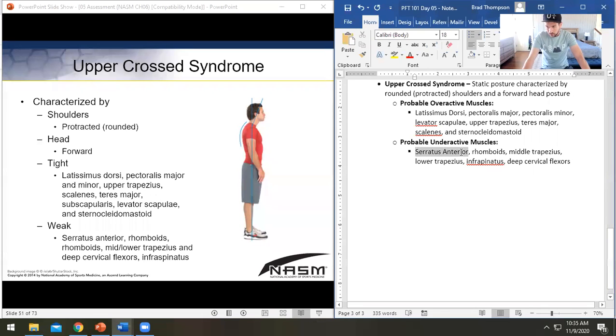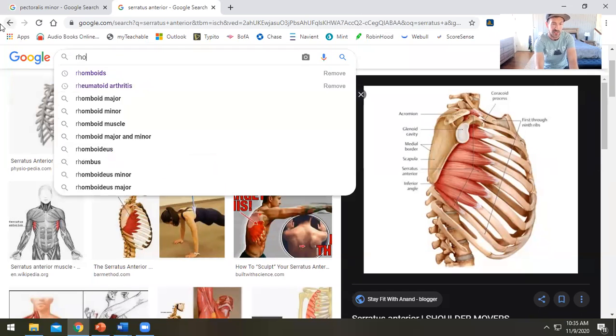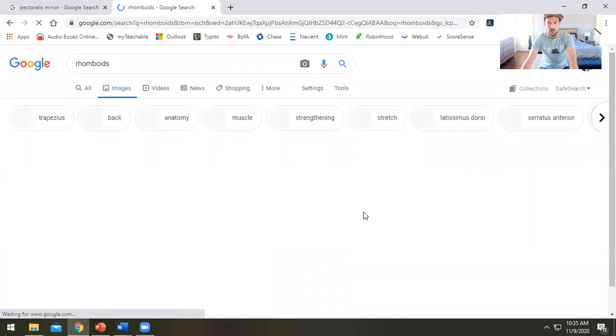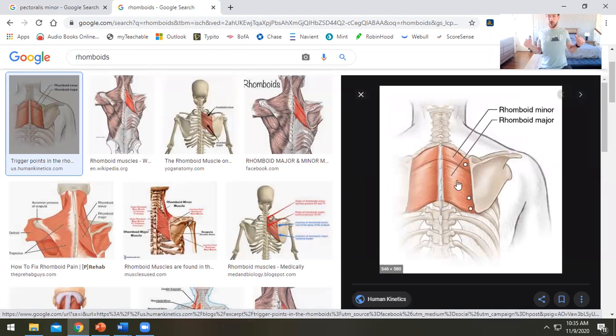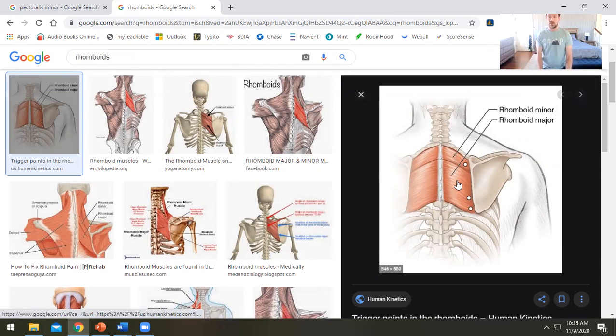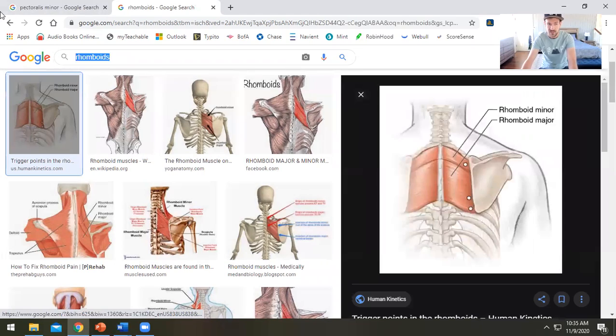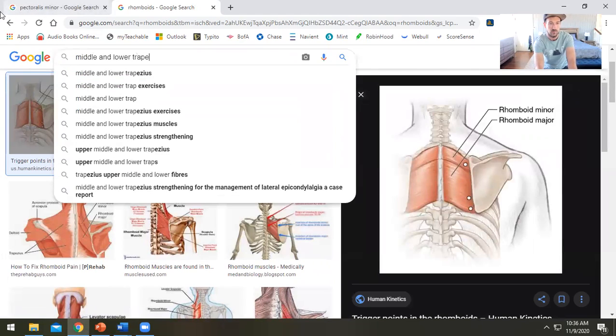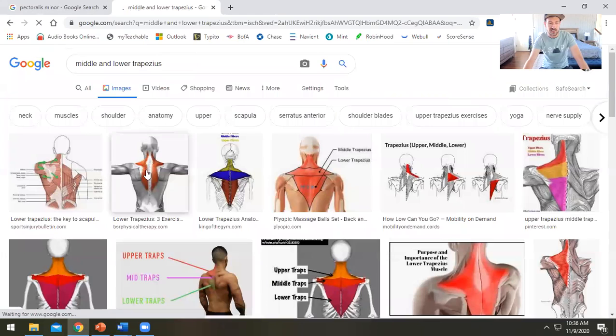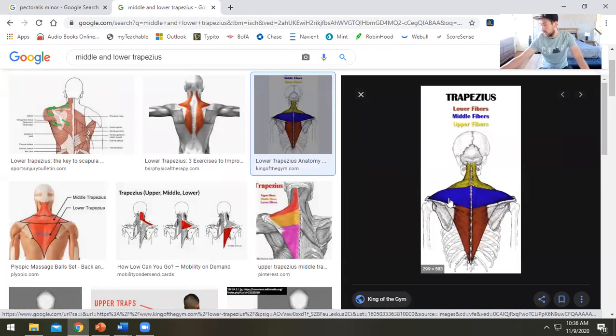So serratus anterior, and then all the stuff that you probably expected. Your rhomboids. Your rhomboids are those little muscles between your shoulder blades, these little muscles back here that pinch your shoulder blades together so that you get from being here to being back here. Your middle trapezius and your lower trapezius, which are these little short ones. The middle ones are here, and the lower ones are here, right?